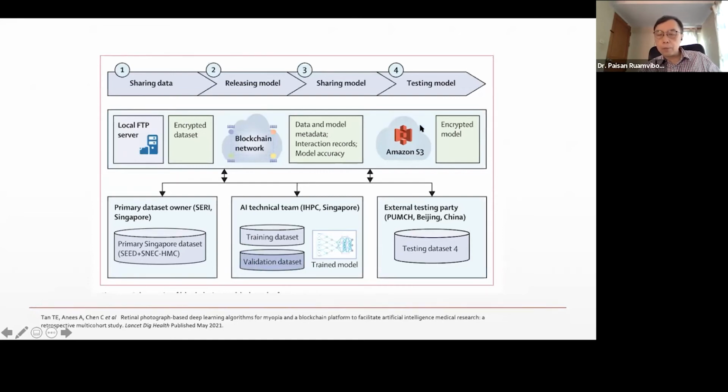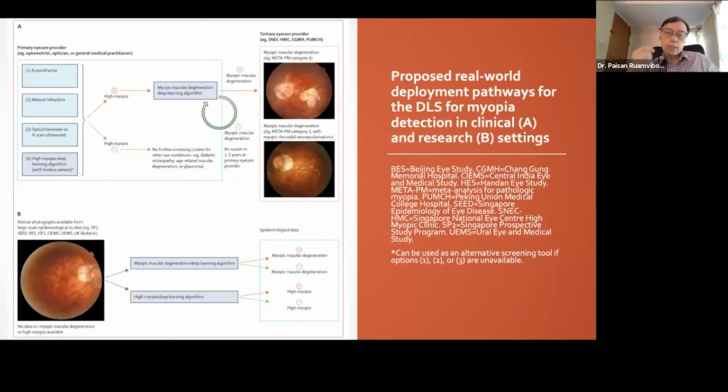And they store all the models and data in the cloud storage from Amazon S3, and they encrypt the model. And they have the blockchain nodes hosted in the primary dataset in Singapore, at the AI center, and at the external testing centers in Beijing as well. And they propose to use this AI in 2 settings. The first one, A here, is for the primary care unit. Well, you may use this algorithm to detect high myopia first.